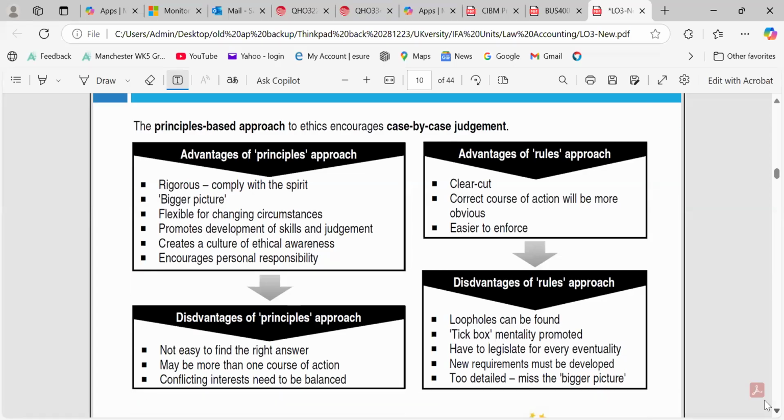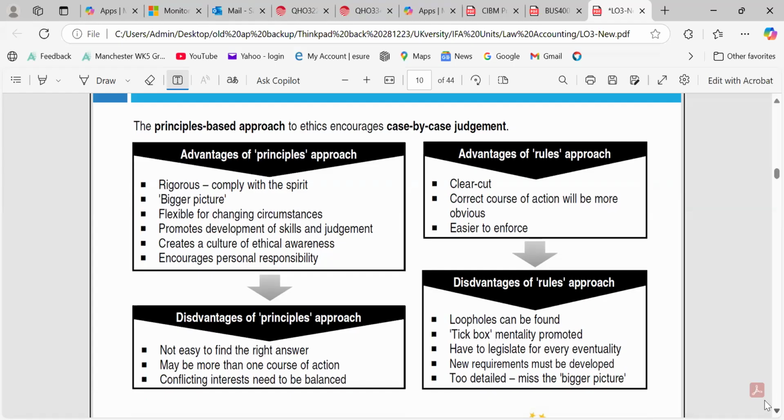So ethics come with a principle-based approach, which uses professional judgment, what is ethically and morally correct, skill and judgment, and culture, and ethical awareness encourages personal responsibility. But the rule is clear-cut, tick boxes. Ethics can be very subjective, like child labor in one country may be justified as correct, like in other countries, so it is not easier to enforce.